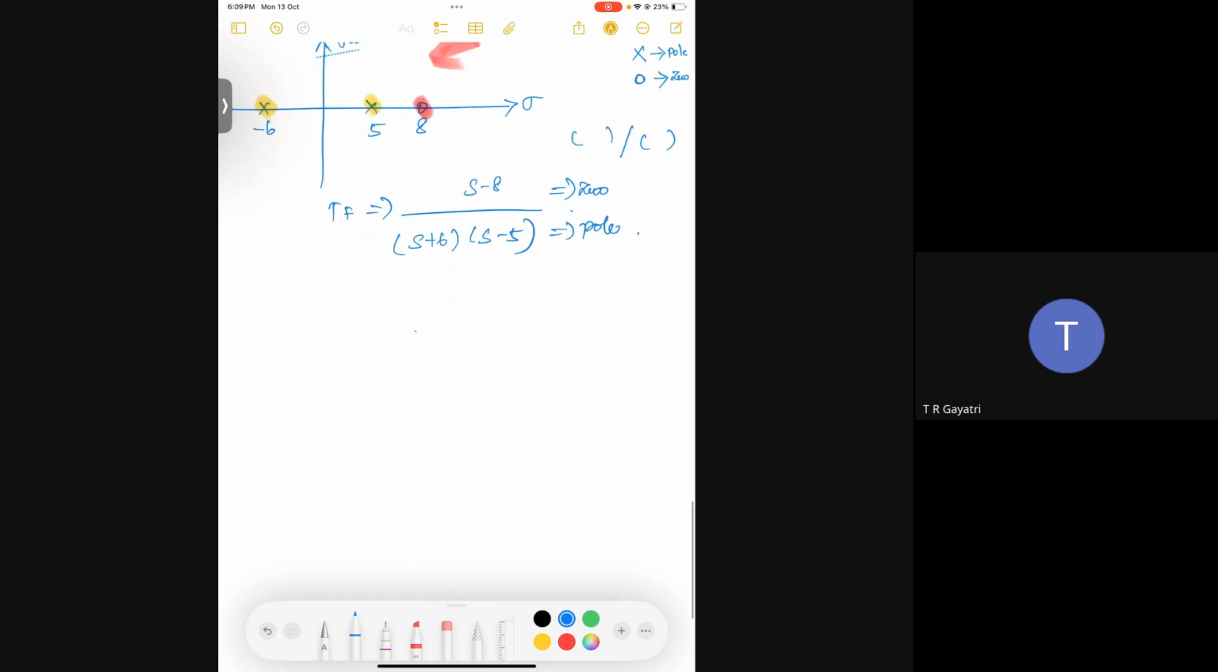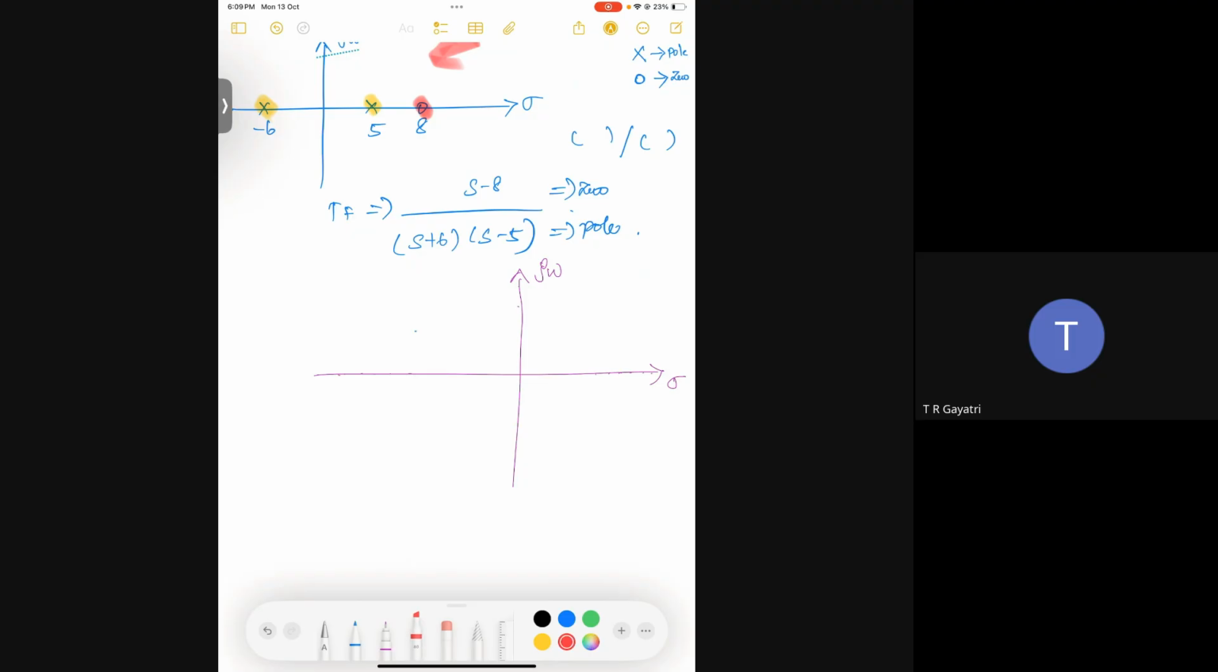Now you are clear on what a zero is, what a pole is, and how to represent the pole-zero representation. Now we are going to see the stability in terms of the poles and zeros. When I draw the graph of the Laplace domain, whatever is in the horizontal axis is the real part, and whatever is in the vertical axis is the imaginary part, which we know already from the Laplace transform.